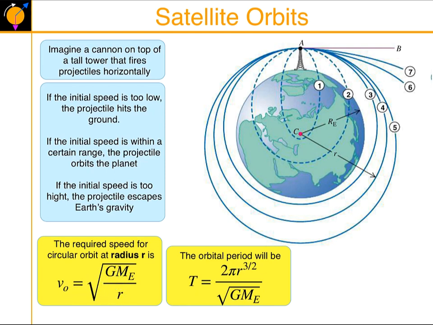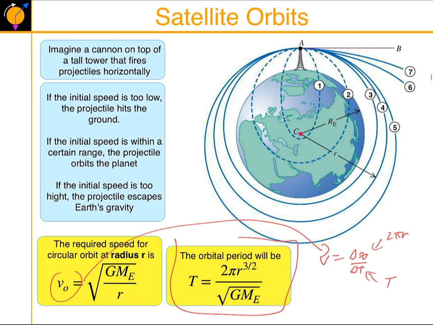And we can show that the period, using basically that velocity is delta x over delta t, right? Using delta t as the period, and delta x as 2 pi r, and using v orbit as this, we can show that the period, how long it takes to orbit around the Earth once, is 2 pi r to the 3 halves over the square root of G M e.